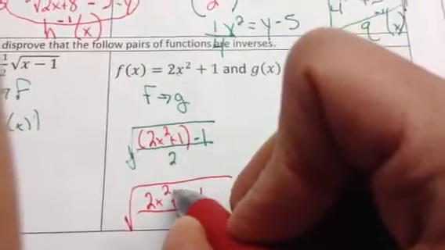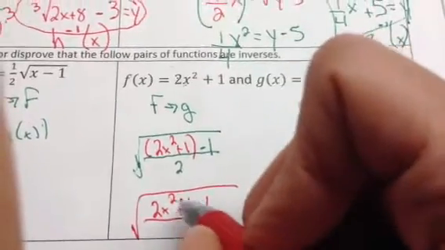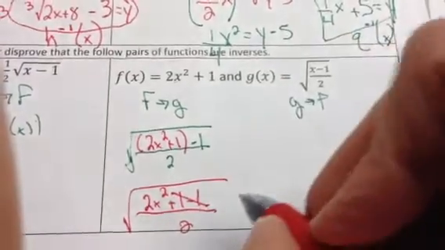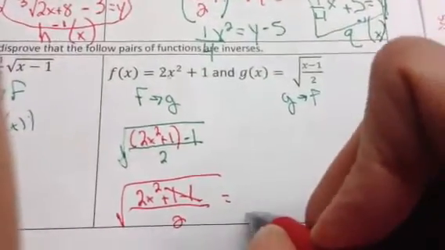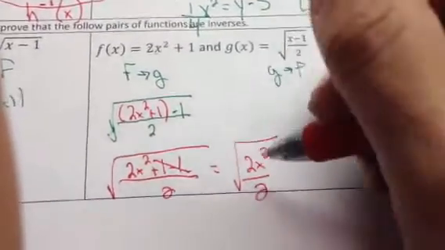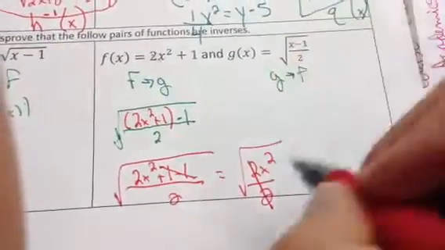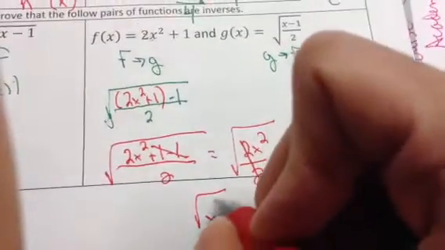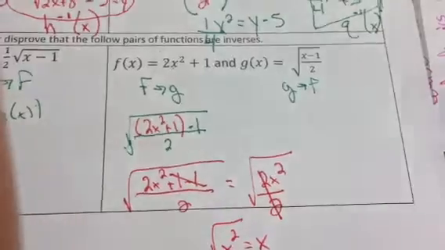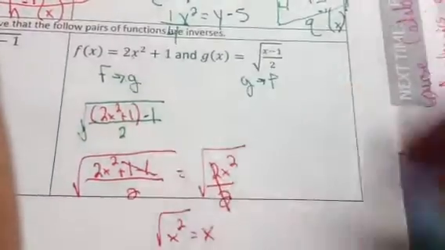But now I deal with exponents. Well, I can't square anything. So I'm going to start cleaning up. 1 minus 1 is 0. So now I have this. I'm going to clean up my multiplication division here. And then I just get the square root of x squared, which is just x. So in the first one, I had f go into g. Now I'm going to have g go into f.